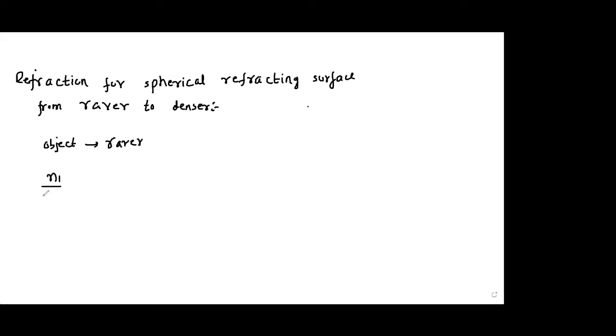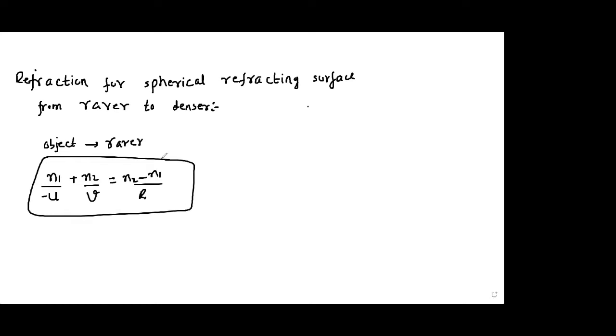And this was the relation: n1 by minus u plus n2 by v is n2 minus n1 by r. This was the final result. n1 by minus u plus n2 by v is n2 minus n1 by r, right? This was the final result.